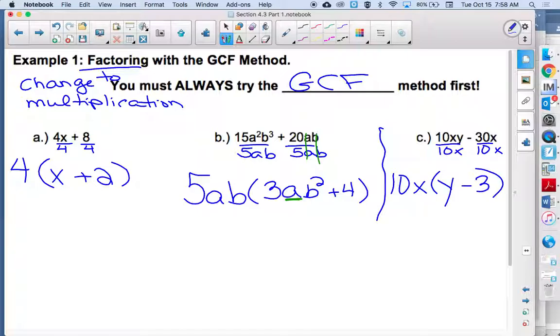So factoring, change to multiplication. That's what factoring means. You're reducing whatever you started with. We're breaking it down. Questions? So that's method number 1. That's the method we will always look at first for any problem.